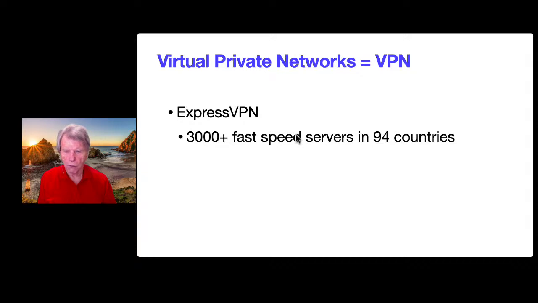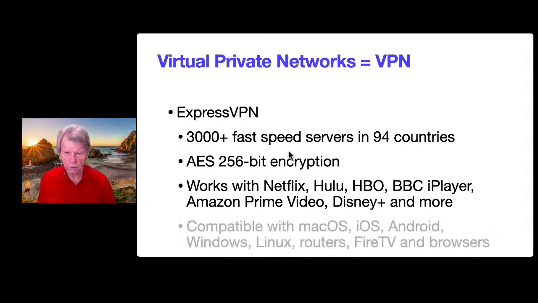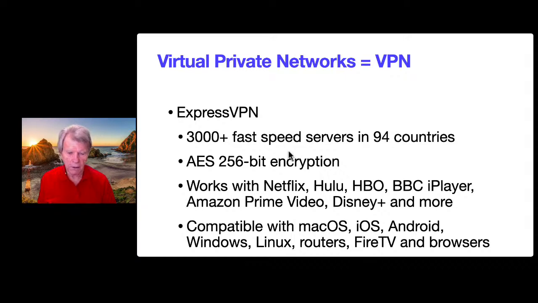ExpressVPN has 3,000 or more fast, high-speed servers in 94 countries. They use, as do most of these in our top 4 list, AES 256-bit encryption, which is very high security. They work with Netflix, Hulu, HBO, BBC iPlayer, Amazon Prime Video, Disney Plus, and other streaming services. And they are compatible with Mac OS, iOS, Android, Windows, Linux routers, Fire TV or Fire Stick, and browsers.